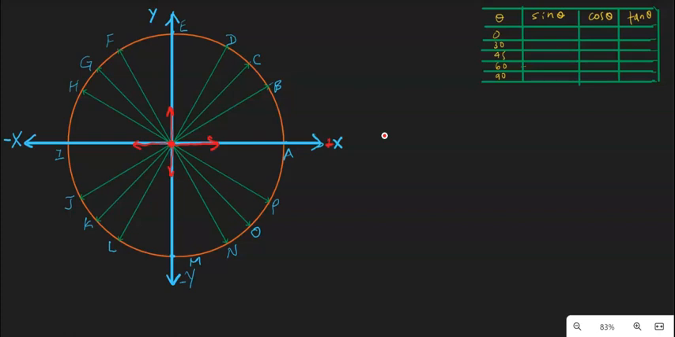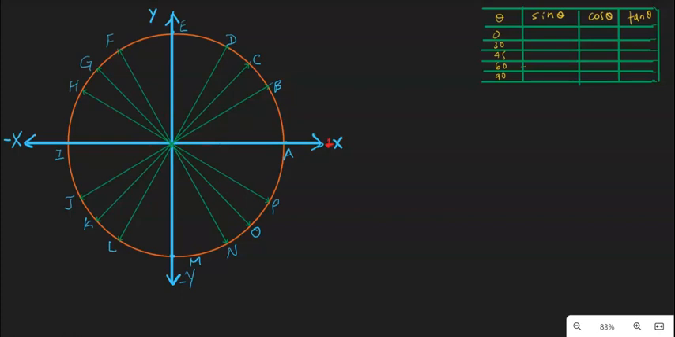And the angle measurement is always made from positive x-axis in a counterclockwise direction. So that means this angle is positive, and if it's measured clockwise from positive x-axis, then it becomes a negative angle.